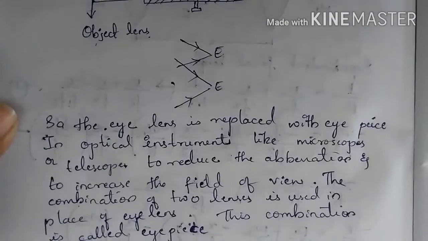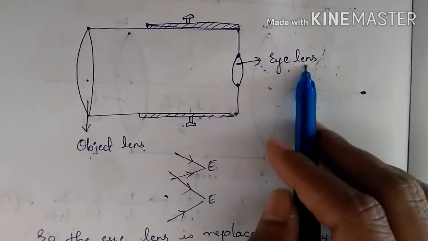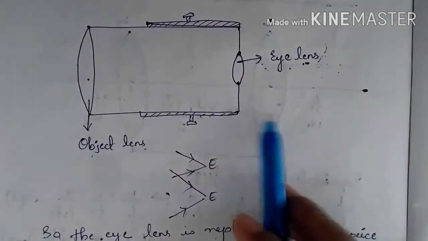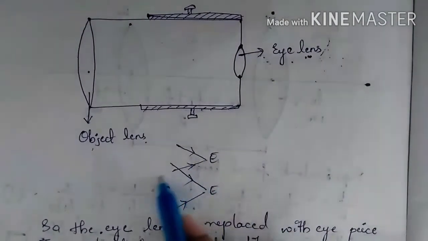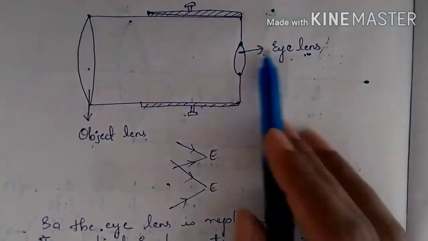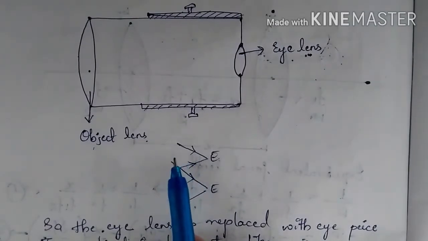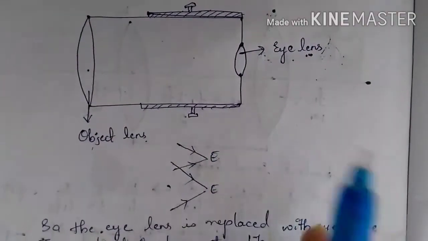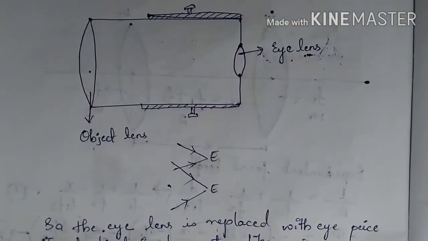So what are we doing here? We are replacing the eye lens with an eyepiece. This is done to reduce the aberration that is occurring and to increase the field of view. And this combination, which we are using to reduce the aberration and to increase the field, is called an eyepiece. So this eye lens will be replaced with an eyepiece.